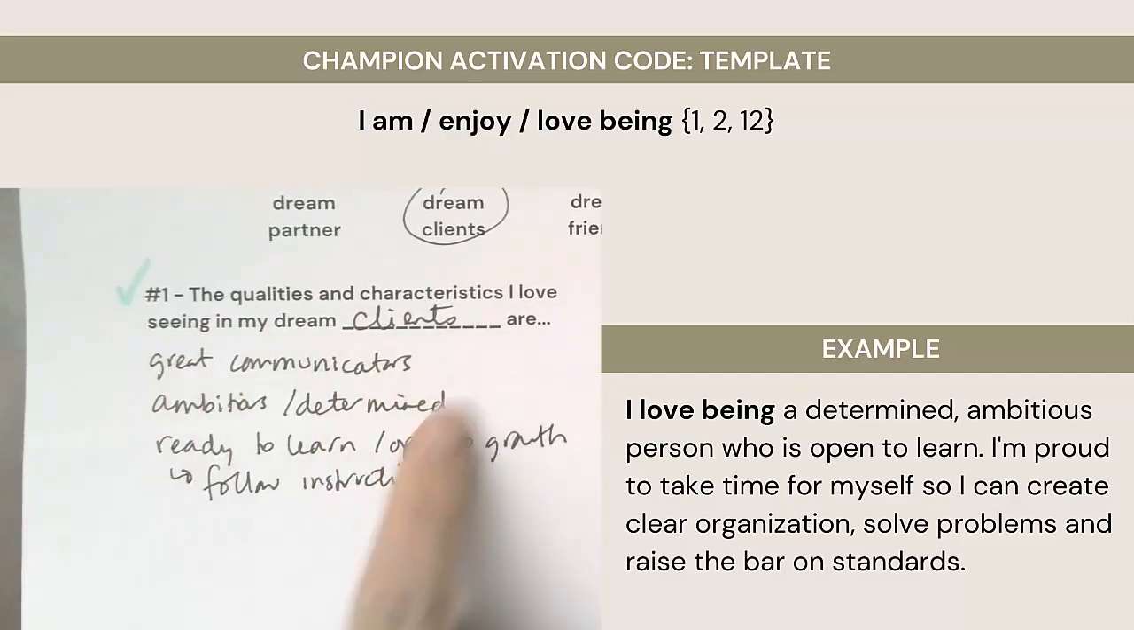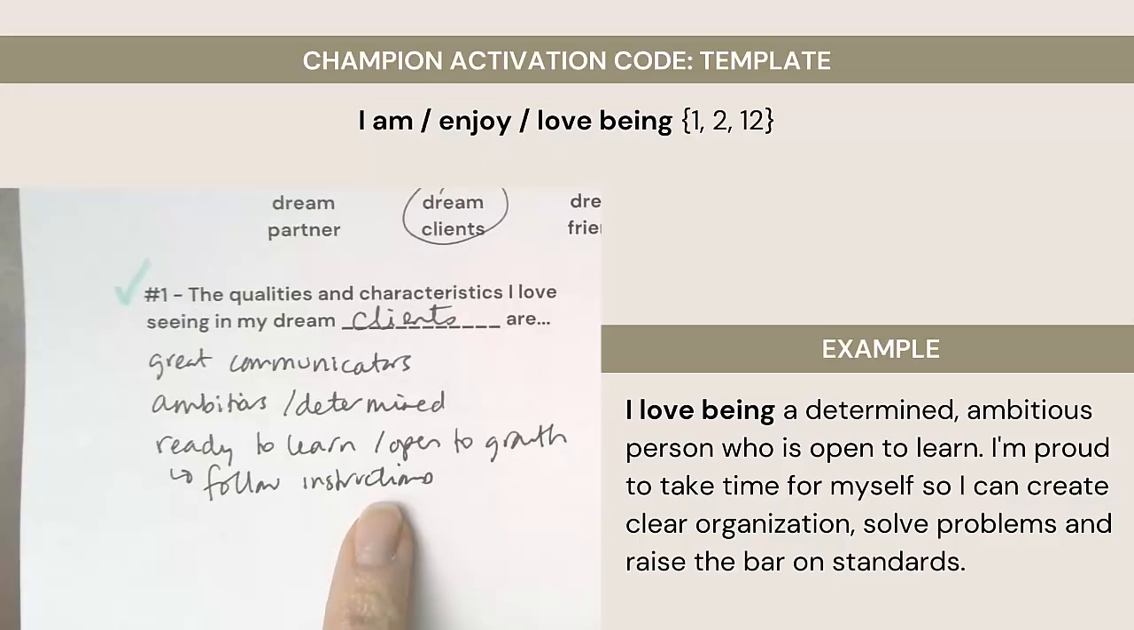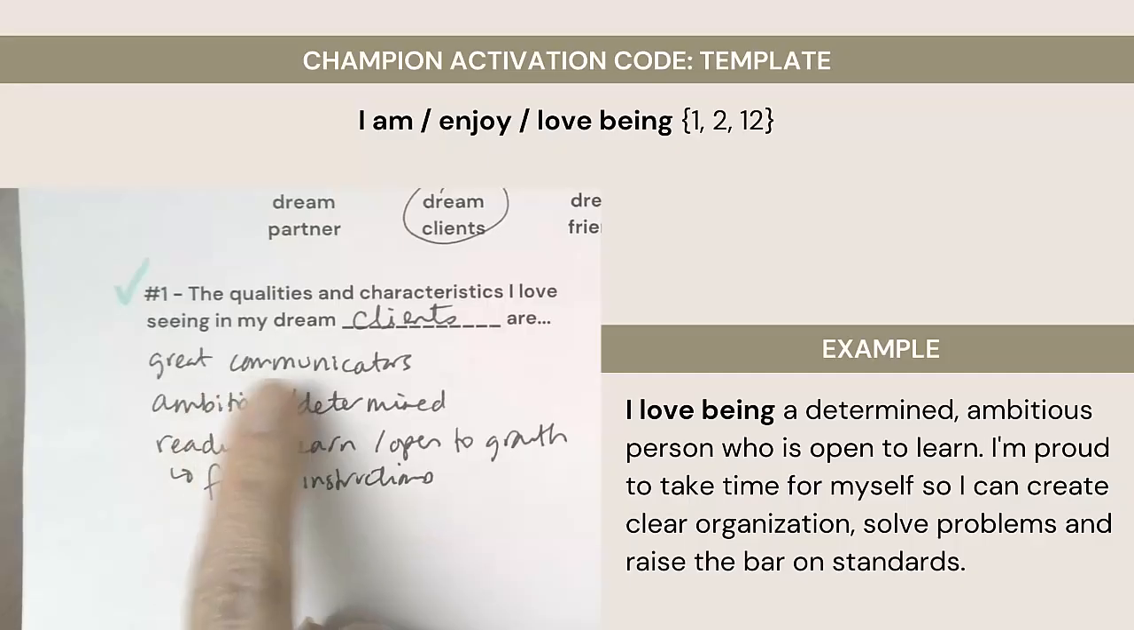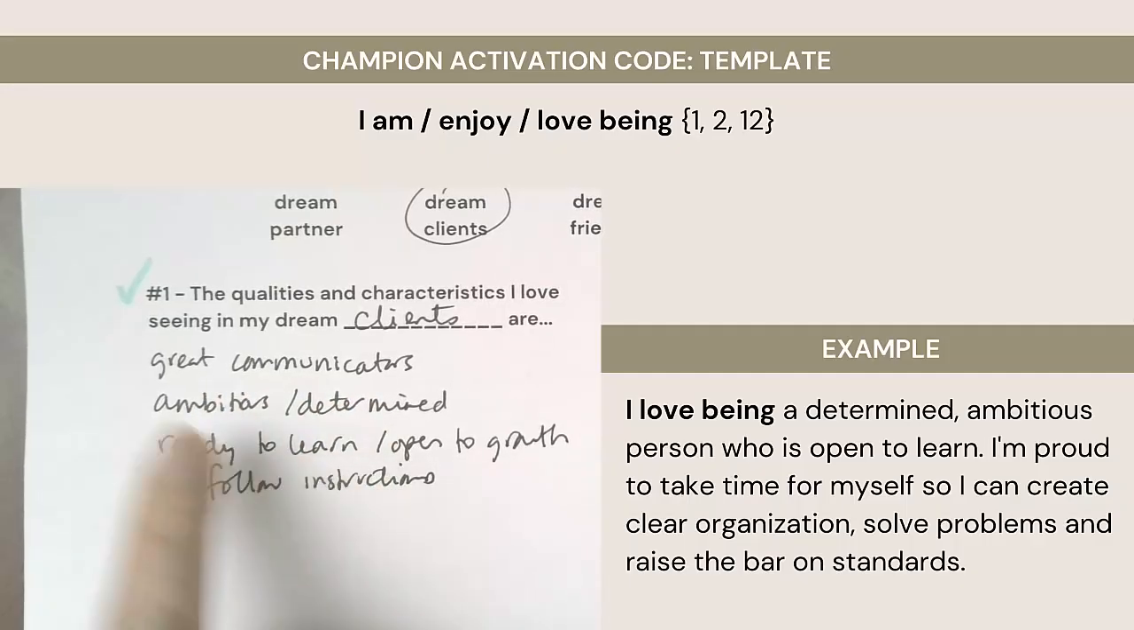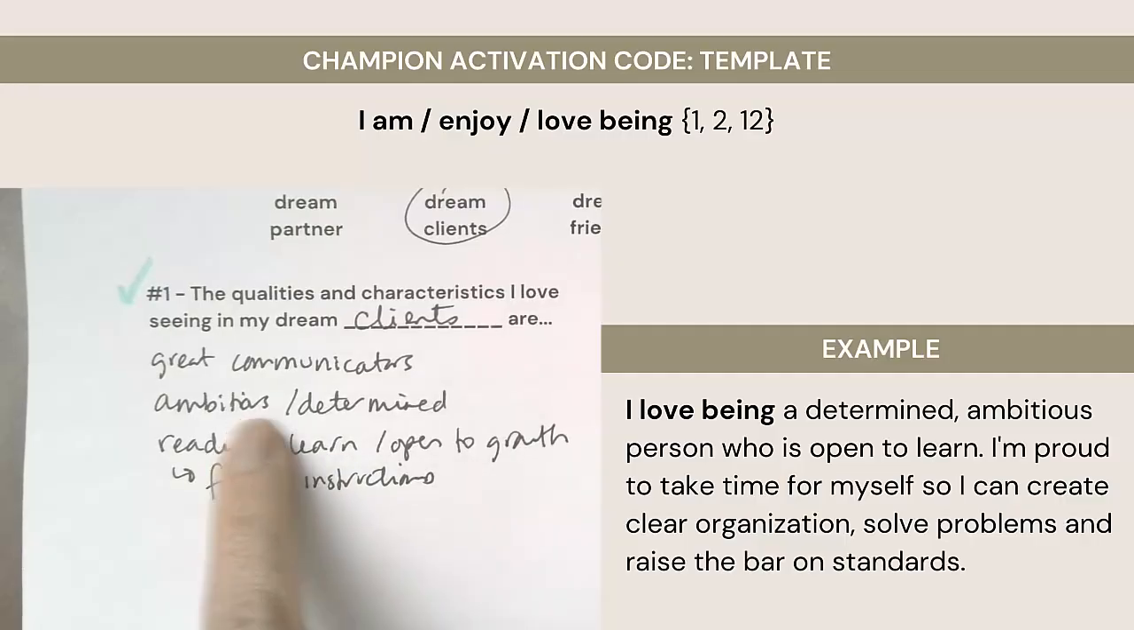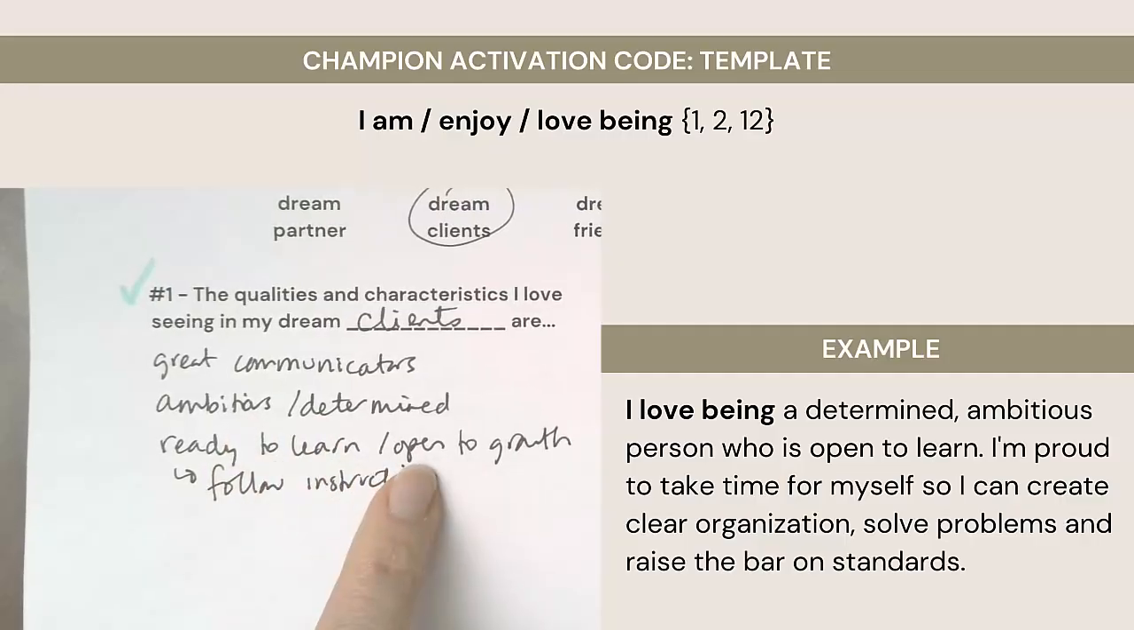So here I'm looking at what I wrote on number 1. The qualities and characteristics I love seeing in my dream clients are great communicators, ambitious, determined, ready to learn, open to growth, and follow instructions. So out of these things, what I feel are the best qualities that I want to embody are being ambitious and determined, and then open to learn. So you can see that I took those and I put those into my example sentence here on the right. I love being a determined, ambitious person who's open to learn.